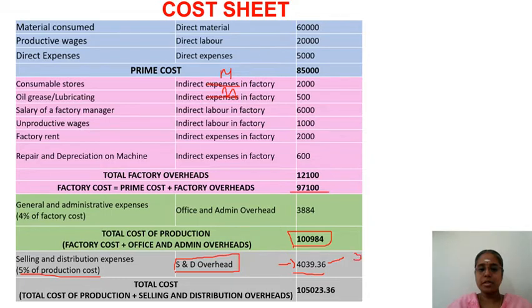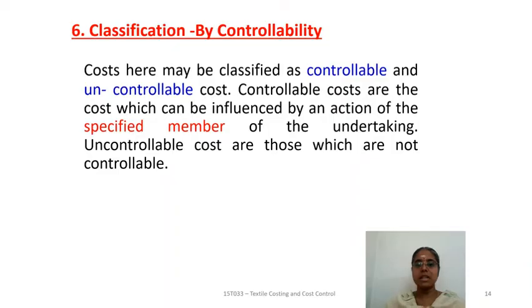So it is 5 divided by 100 into the total cost of production, which is your selling and distribution overhead. Adding the total cost of production and selling and distribution overhead, you get the total cost. So this is total cost of production and this is total cost. After this, if you add profit, then you will get your sales or selling price. I have not shown it.